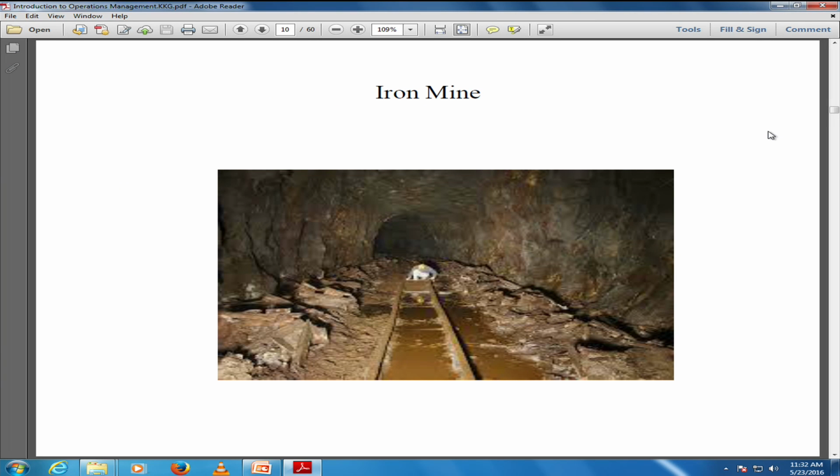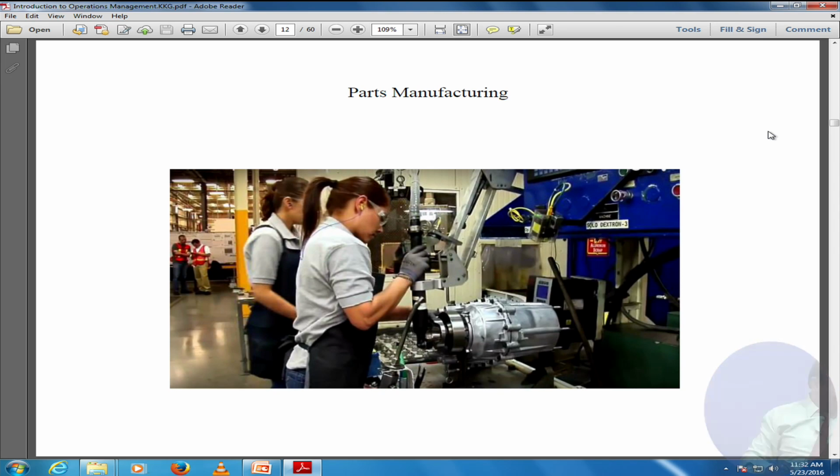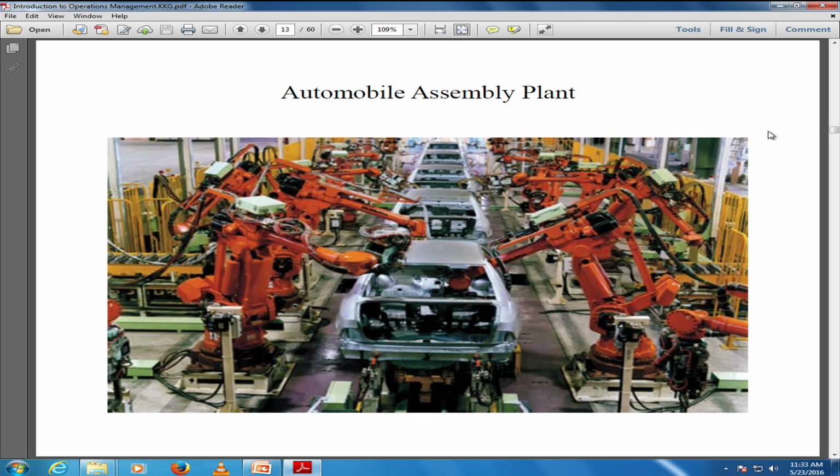Here is the picture of an iron mine. Then parts manufacturing, because the output from the iron mine goes to steel mills, then to parts manufacturing, and then finally to the automobile assembly plant. You see, everything is linked, and if everybody is a partner of the other, the world would have been very nice.